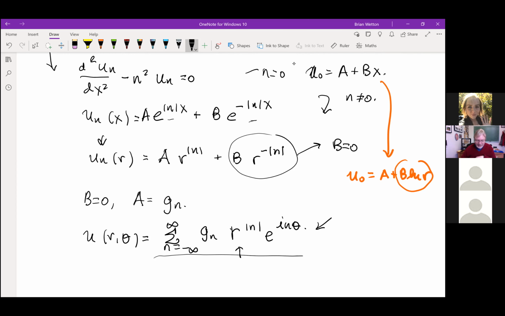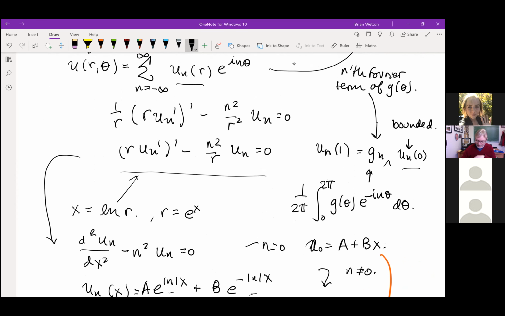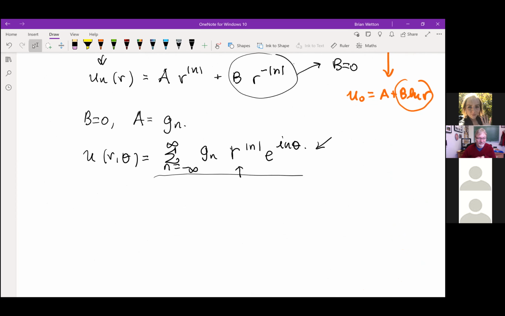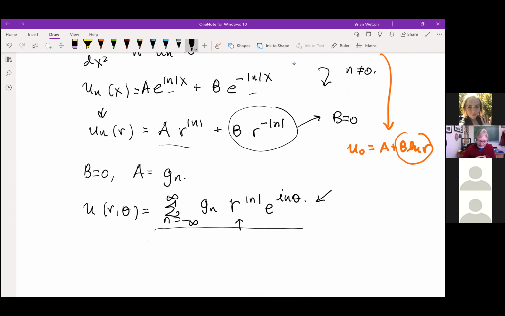Oh, how did we get a is equal to g n? Marisol, I'll save you from typing it in Slack. We have this boundary condition. And so that's just, when I've got r is equal to 1, this is 1, and it has to match the boundary conditions.